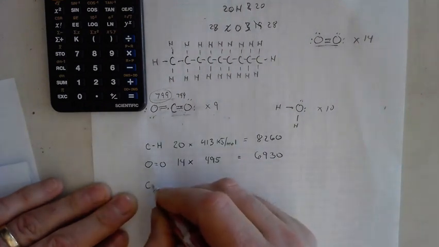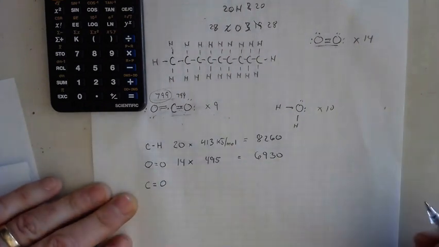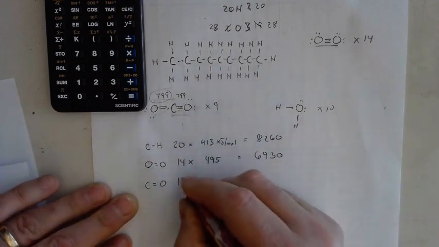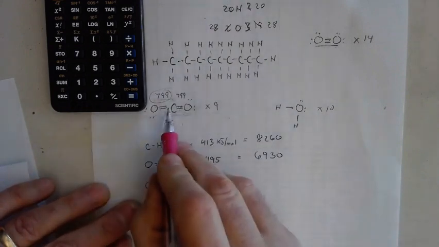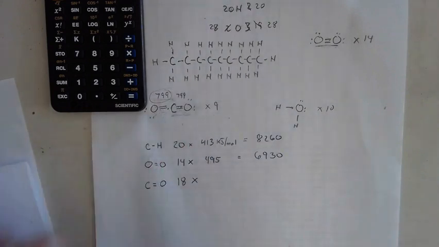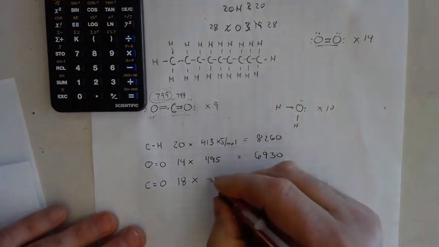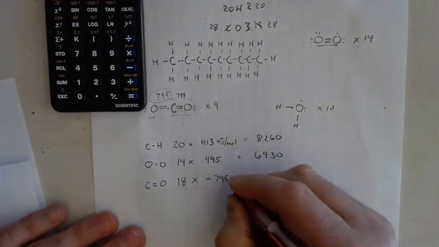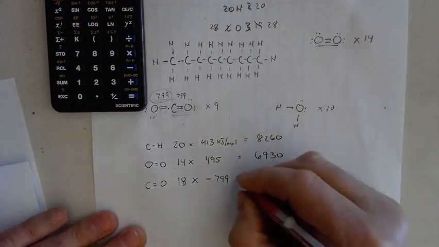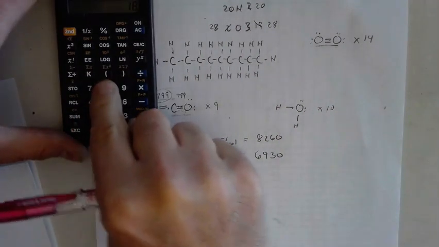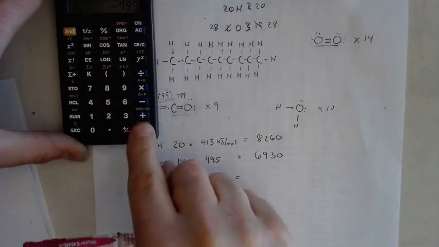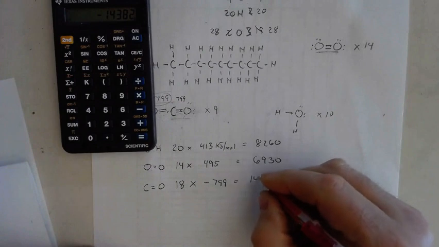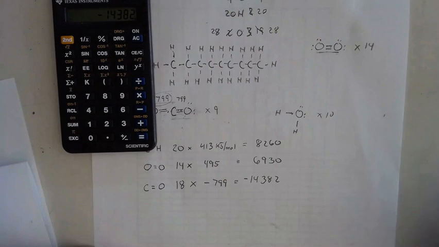So basically, I have 9 times 2. For the CO double bond, I have 9 times 2. I have 18 of those bonds. And I'm going to multiply. And since this is an exothermic reaction, forming the bonds releases energy, that's negative 799 kilojoules. And on my calculator, 18 times negative 799 equals, I get negative 14,382.